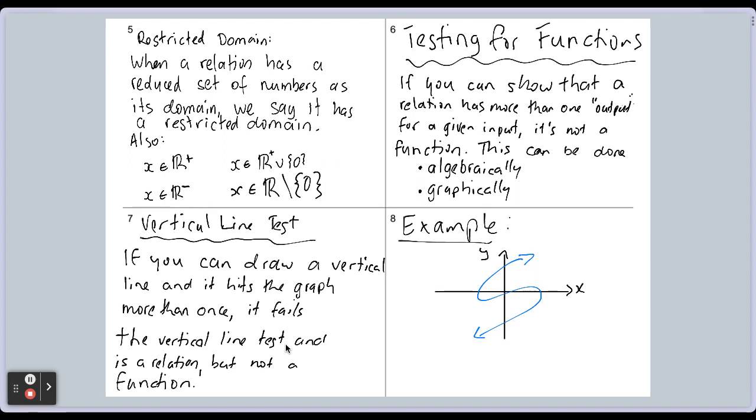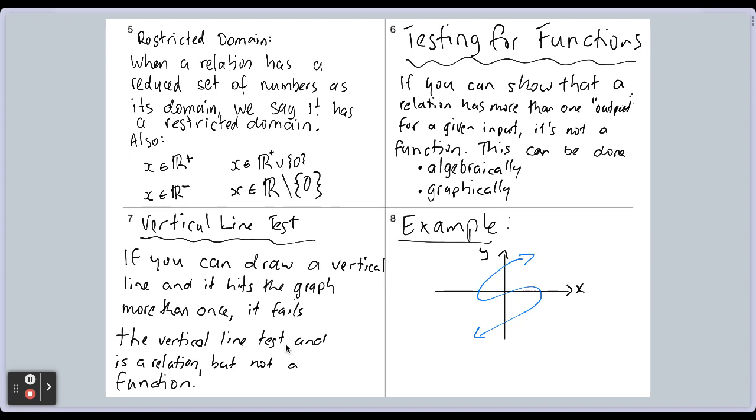And again, you only need to disprove it once. It doesn't matter that it might be okay for part of it. If it disproves anywhere, then it is a relation but not a function. So the example I've got there is a nice little curvy line.